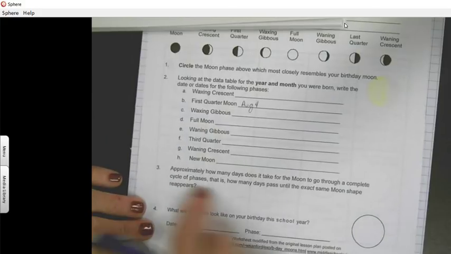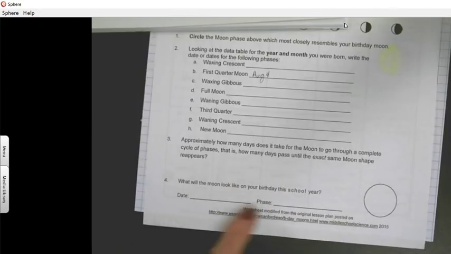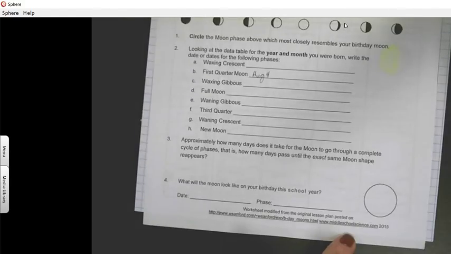Then you're going to finish out your questions. Then you're going to find the information to figure out what the phase of your moon is this school year. If you were born in August, September, October, November, or December, you're going to look for information for 2018. If you are looking for January, February, March, April, or May, you're going to look for the year 2019. You can do that on a computer, on your phone, wherever you need to gather that data. When you finish, staple your 2 pieces of paper together and put it in the basket.